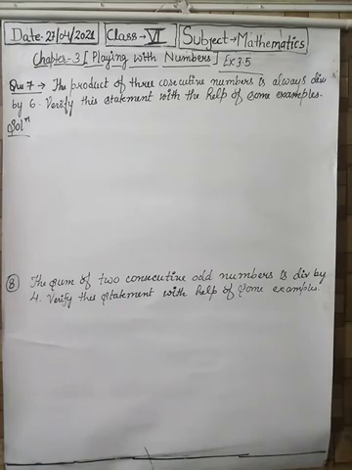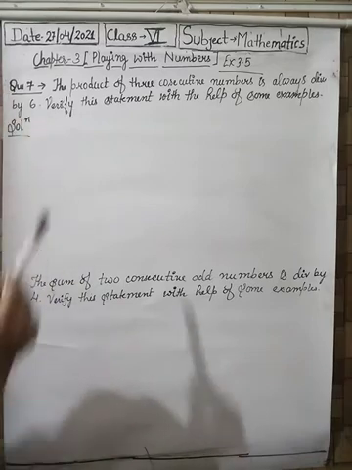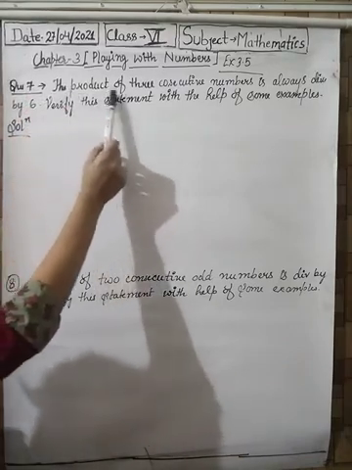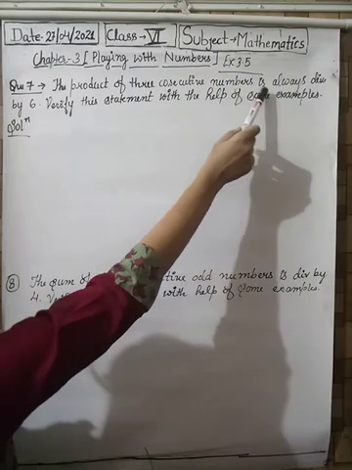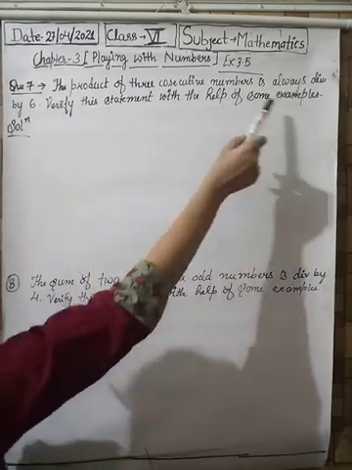Let us solve the remaining questions of exercise 3.5. Everybody open page number 62 of your NCERT maths book and look at question number 7. Question number 7 is: the product of three consecutive numbers is always divisible by 6. Verify this statement with the help of some examples.